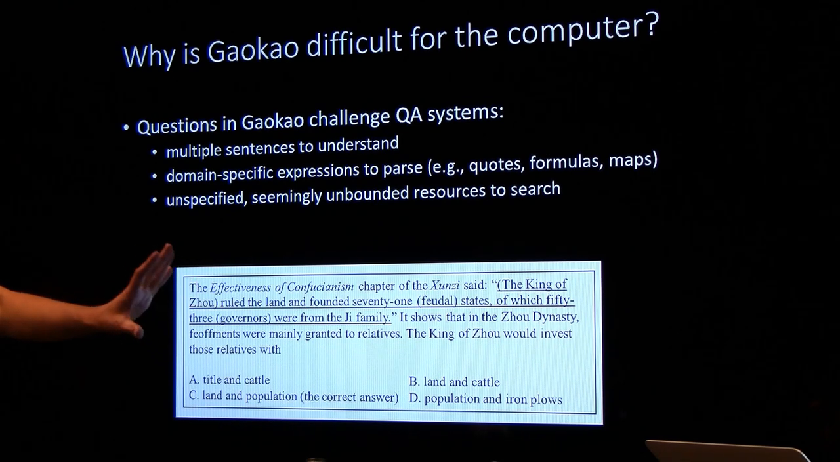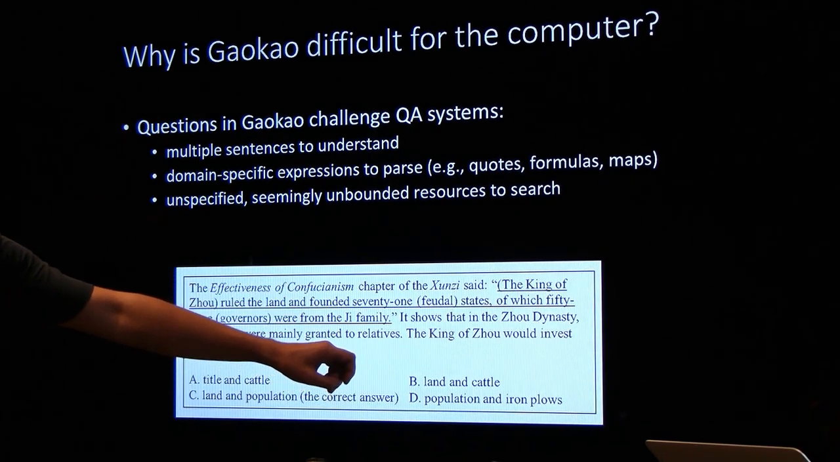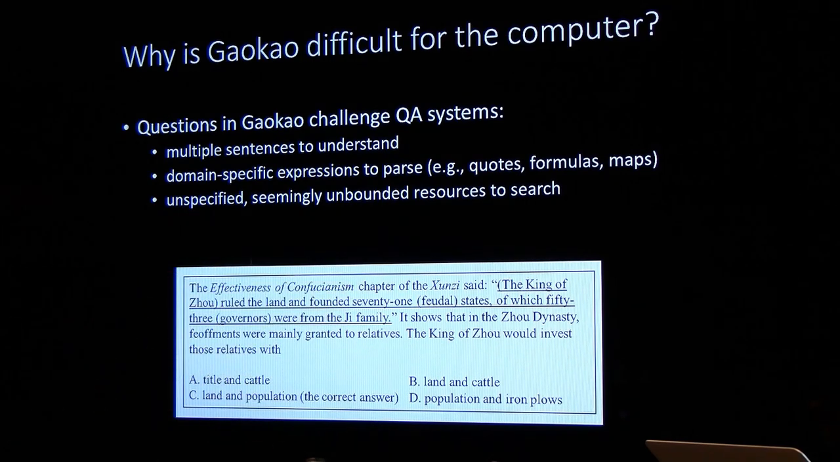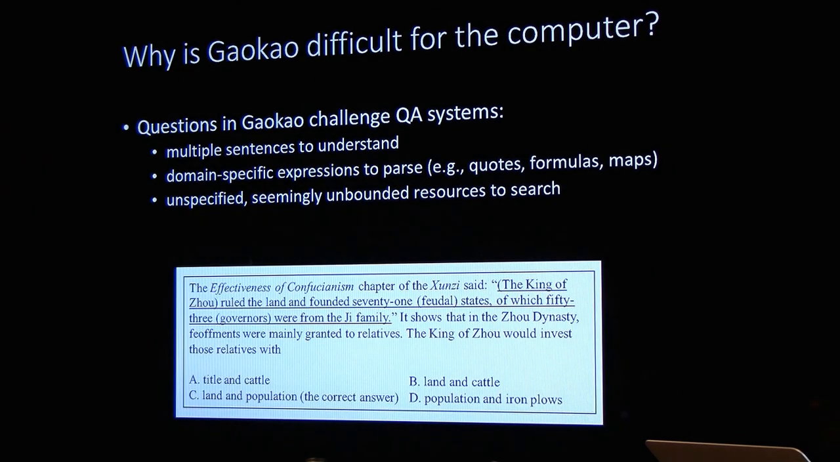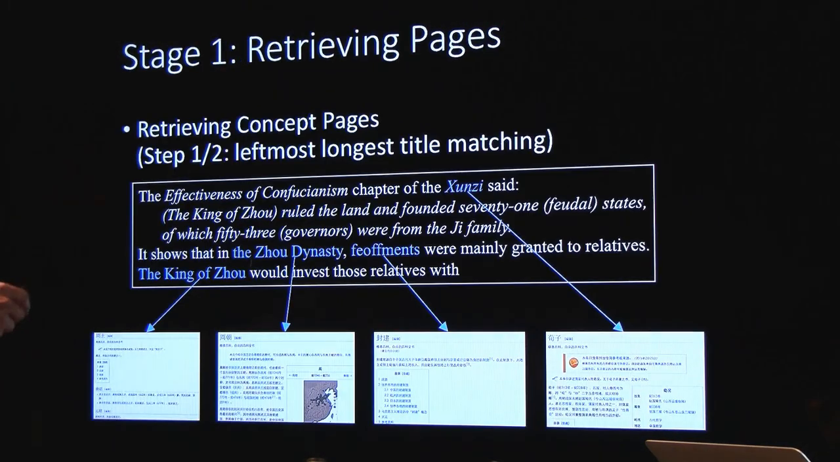So actually, for the computer to correctly answer this question, we can retrieve from Wikipedia that fiefs in the Zhou dynasty can just consist of land and population. We can retrieve that from an article as background. That's how a computer can answer this question. But I guess students don't do it that way. So that's why we developed this approach.